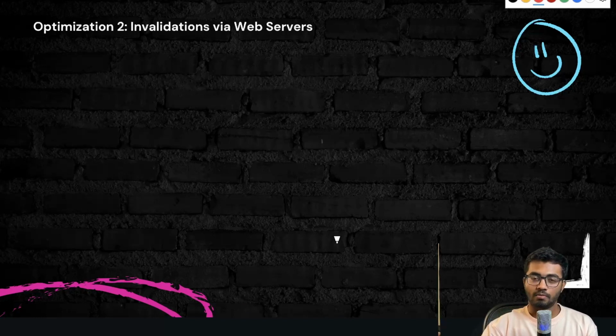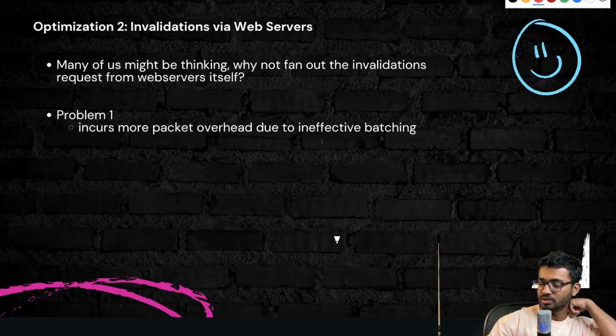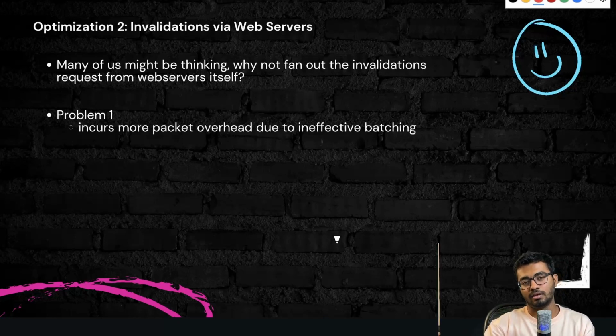Let's talk about optimization 2. So optimization 2 is invalidation via web servers. You might be thinking that, okay, if web servers are getting the delete request, why not give the invalidation responsibility to the web servers instead of the authoritative data source, that is the database or MC squeal, right? The major problem is that it increases the packet overhead, because web servers in general were not meant for batching or sending in compact form.